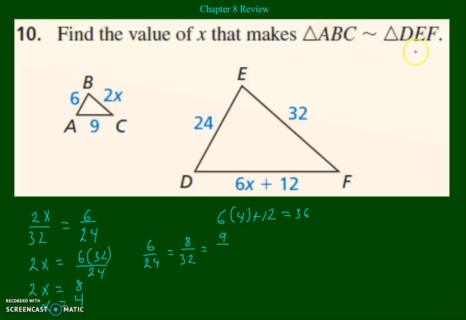AC corresponds to DF. And DF we just saw was 36. Now let's figure out what these are. So 6 over 24 is 1 over 4. 8 over 32 is 1 over 4. And 9 over 36, 1 over 4. So that value of x works. We verified with all three sides of both triangles. And now let's move on to the next problem.